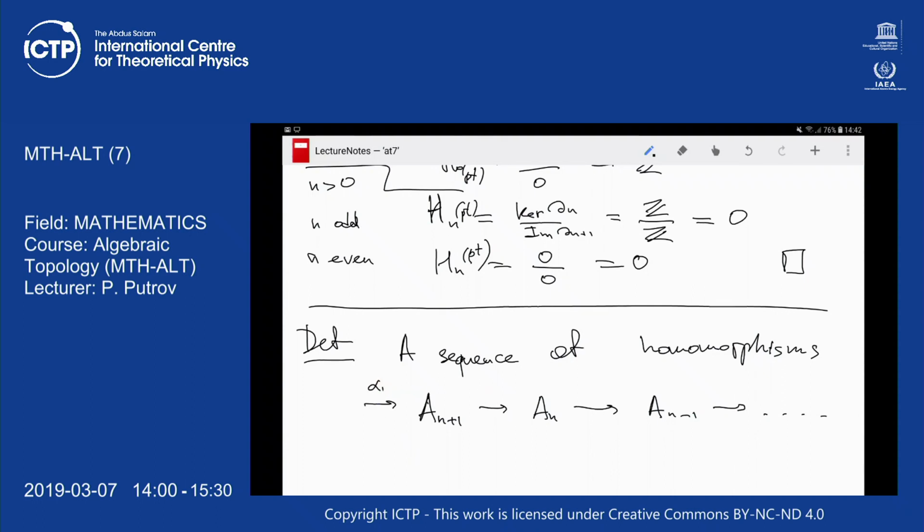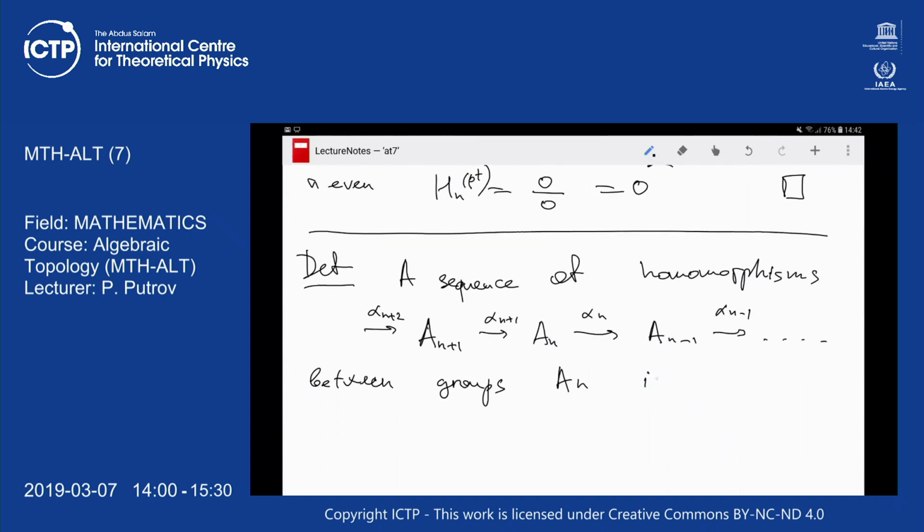So these are the homomorphisms, let's say alpha_{n+1}, alpha_{n+2}, between groups. The sequence is called exact if and only if the kernel of alpha_n is the same as the image of alpha_{n+1} for any n.